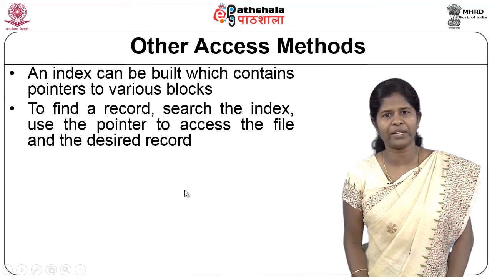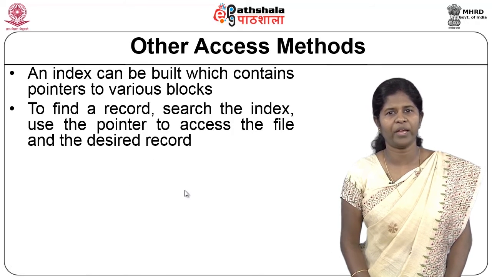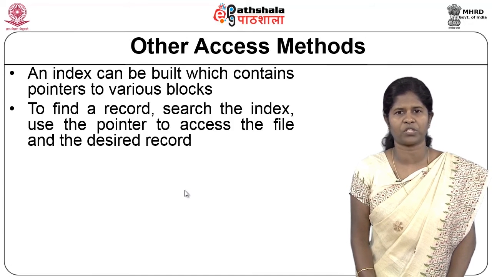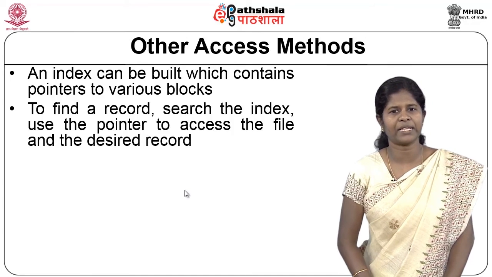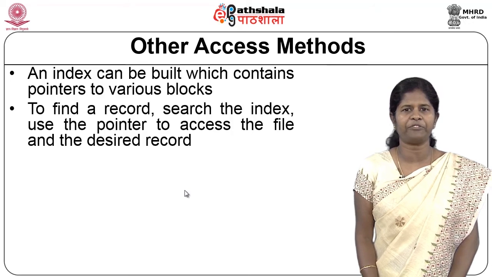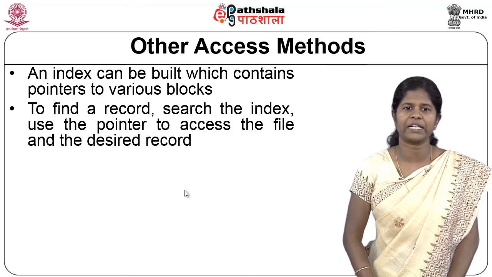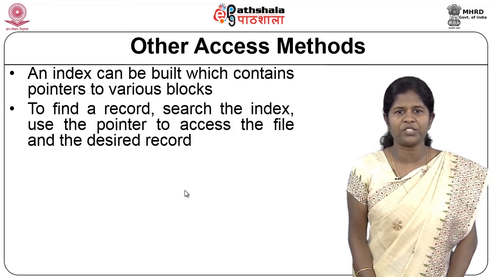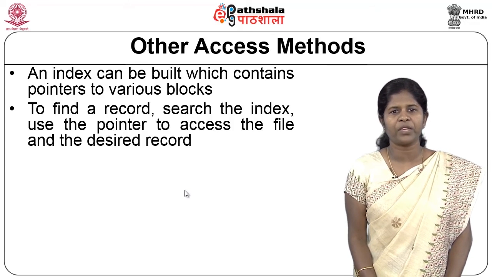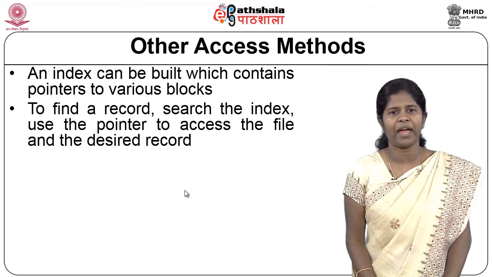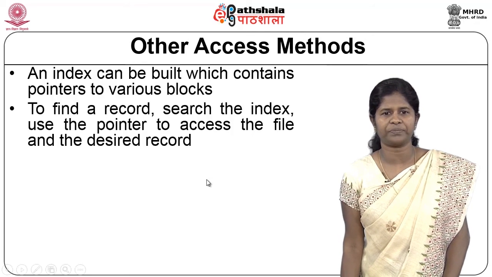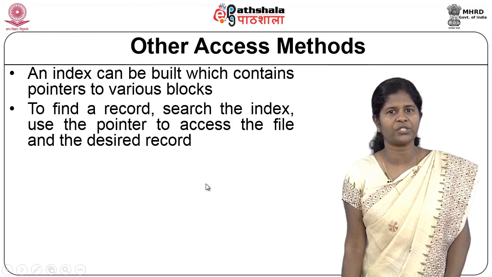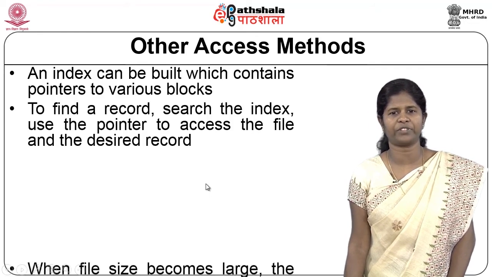It is also possible to have other access methods. One is an indexed kind of access, where you build an index which will have pointers to various blocks, and this index will give details about the different blocks in which the file's contents are stored. To find a record, you just need to search the index, use a pointer to access the file and then get the desired record.